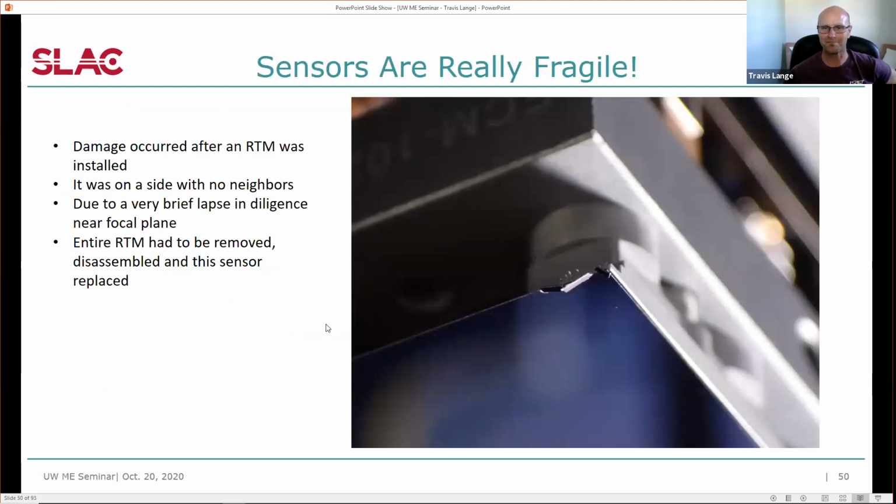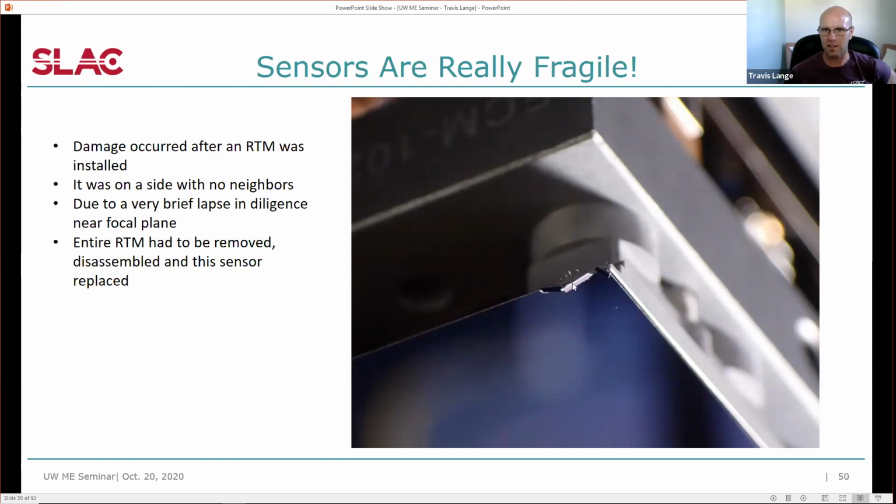Sensors are really fragile, turns out. This was a really unfortunate event. This sensor got bumped by a camera lens. We were trying to image something else, and the person who was taking a picture just had a very brief lapse in paying attention, and it bumped the edge of the sensor, and obviously you can see that it chipped it, and you can see those wire bonds in fact are what's holding these pieces of silicon.